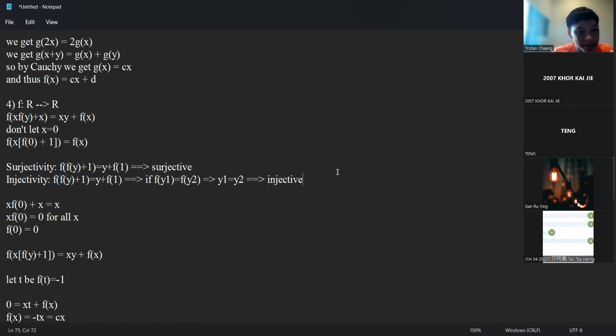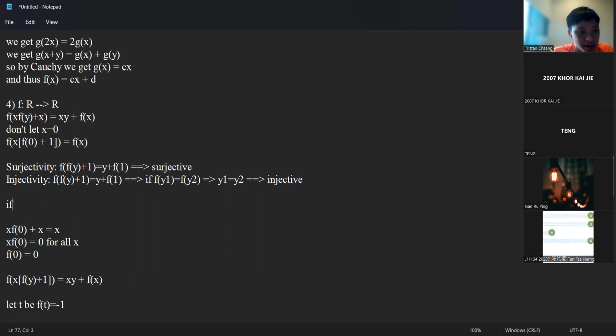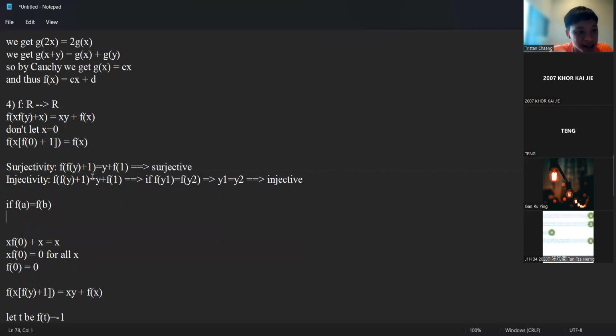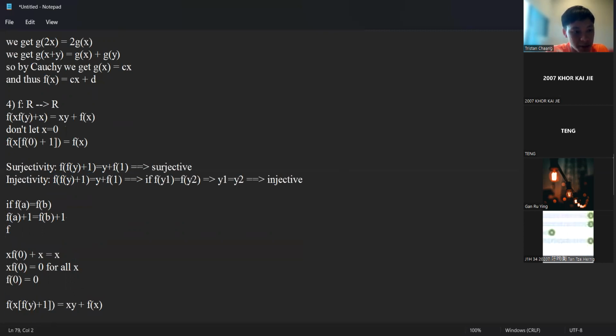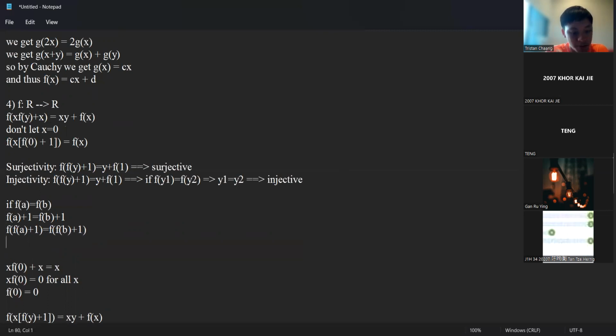So what that means is, if Fa equals Fb, I can just reconstruct this whole term here. So Fa plus 1 equals Fb plus 1. Apply F on both sides. So now you can say this is A plus F1 is B plus F1, and hence A equals B.